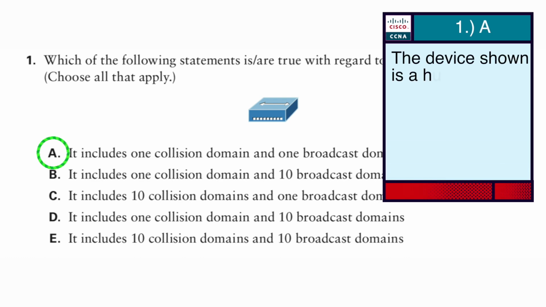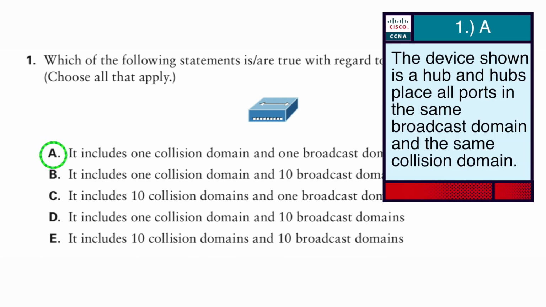The correct answer is A. It includes one collision domain and one broadcast domain. The device shown is a hub, and hubs place all ports in the same broadcast domain and the same collision domain.